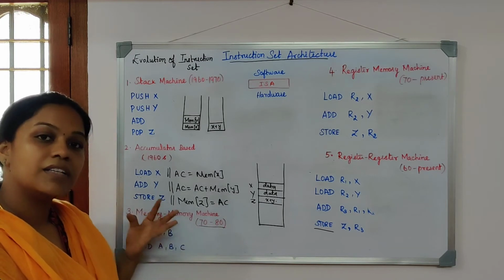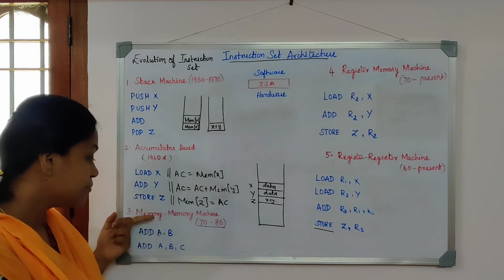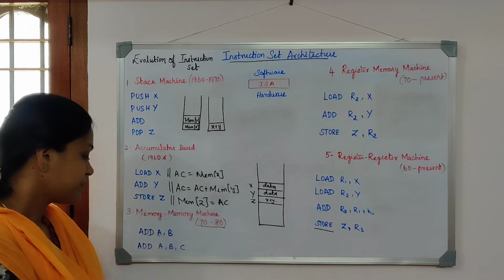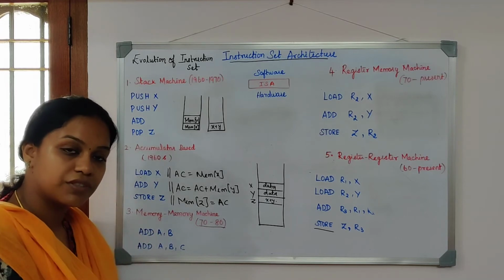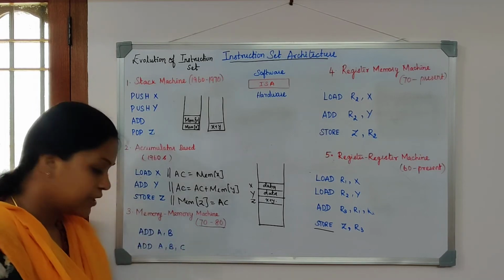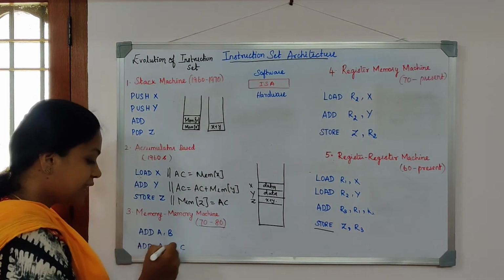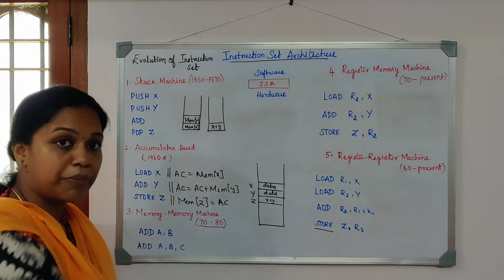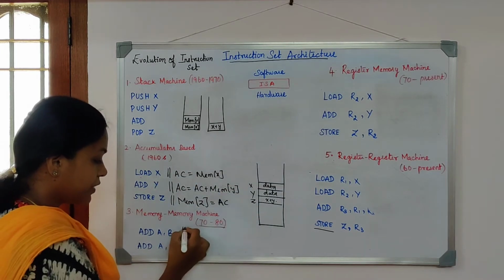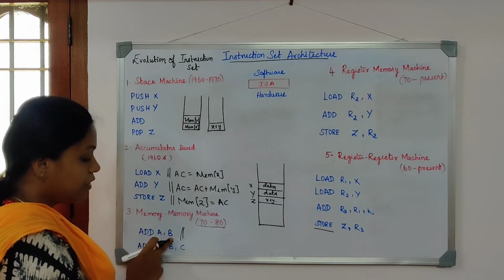The third instruction set, which was used in the 70s to 80s, is the memory instruction set. The memory instruction set has two kinds of instruction, 2 operand instruction and 3 operand instruction. We'll expand and write this. All these A, B, C are locations in memory. So what will happen? We pick the data from the location A in memory, and we pick the data from location B in memory.